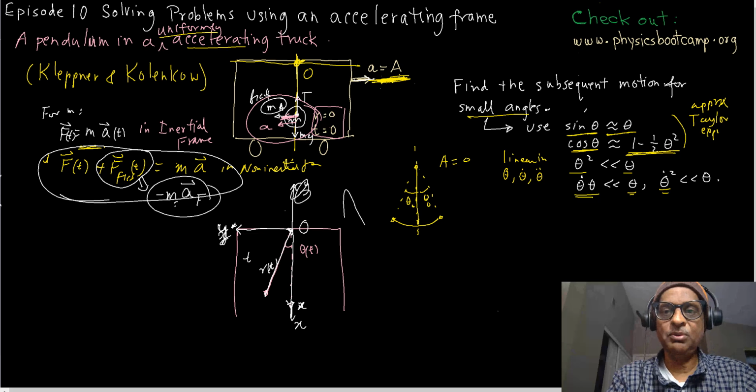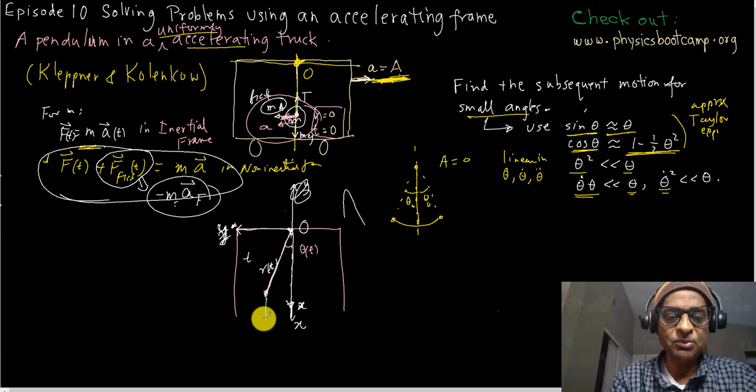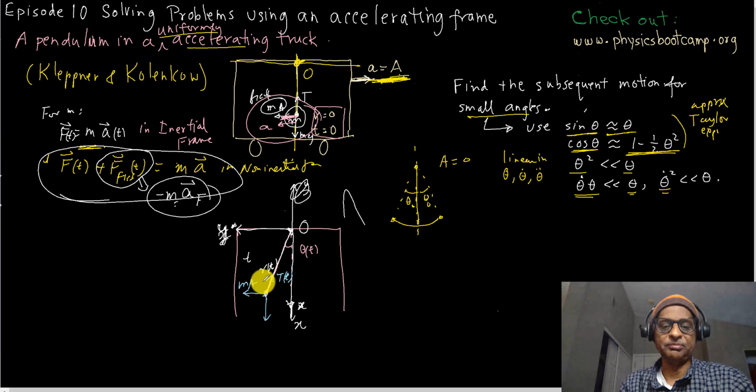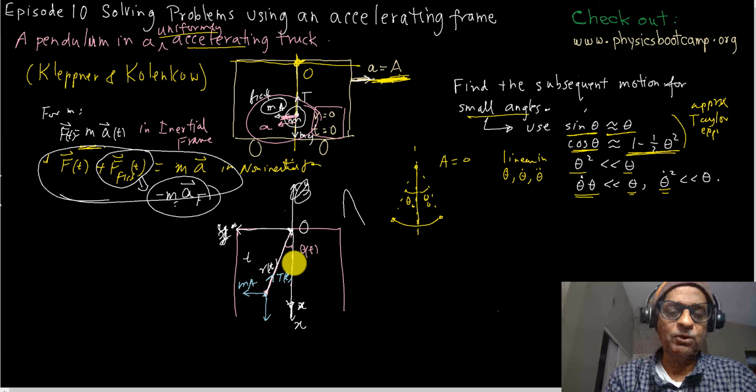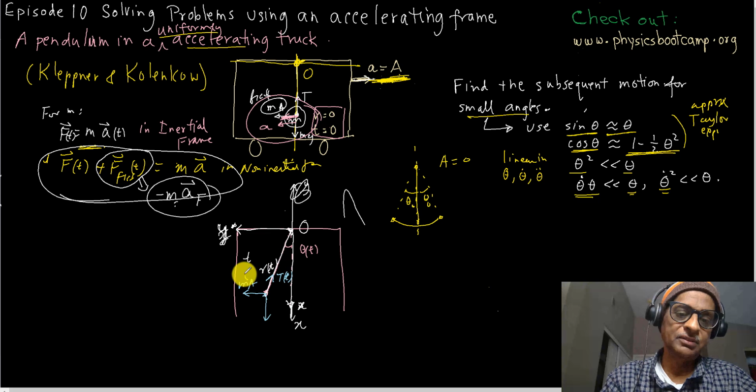And if you now look at the force structure, gravity is down like that, and ma is that way, and tension is a function of time. We don't know what the tension is. The tension is whatever Newton's law requires. So the mass is going to move in a circle like that.